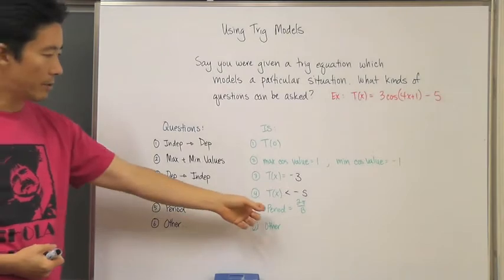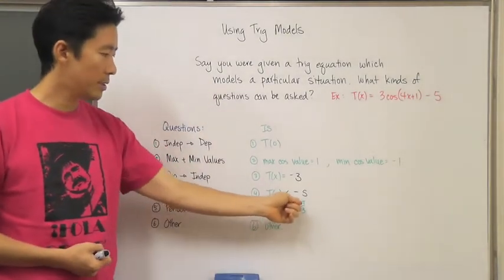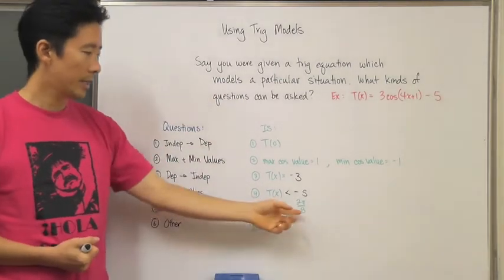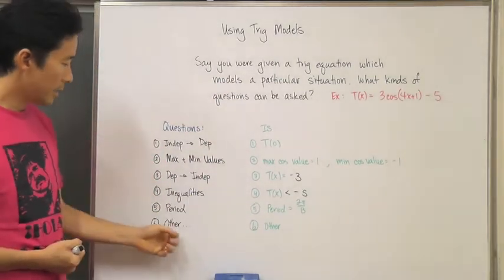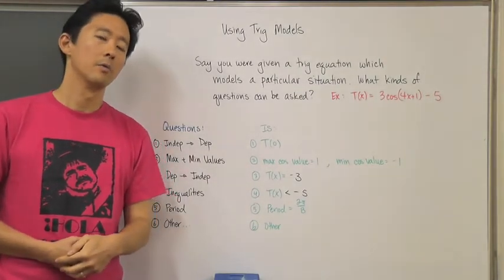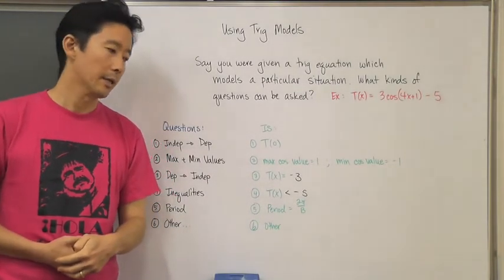Now, the period, of course, is always going to be the same. The period is going to be 2 pi over b, because we're dealing with the cosine in this case. And we can also determine what that is. And then the other parts, well, any other questions that you can think of, we'll see if we can tackle in class.